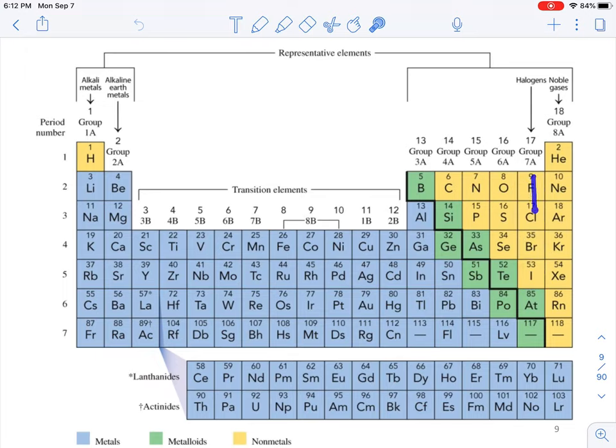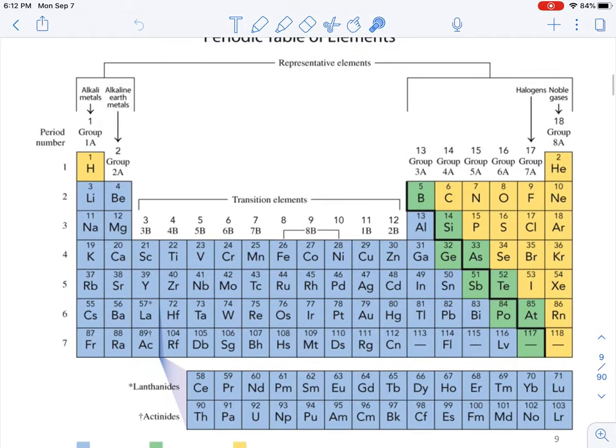So all of these elements over here, group 7A, belong to this special family called halogens. Actually, halogens are specifically only fluorine, chlorine, bromine, and iodine. Very similar to hydrogen with respect to alkali metals, astatine, even though it's under group 7A, is not part of the halogens. And so these four are your halogens.